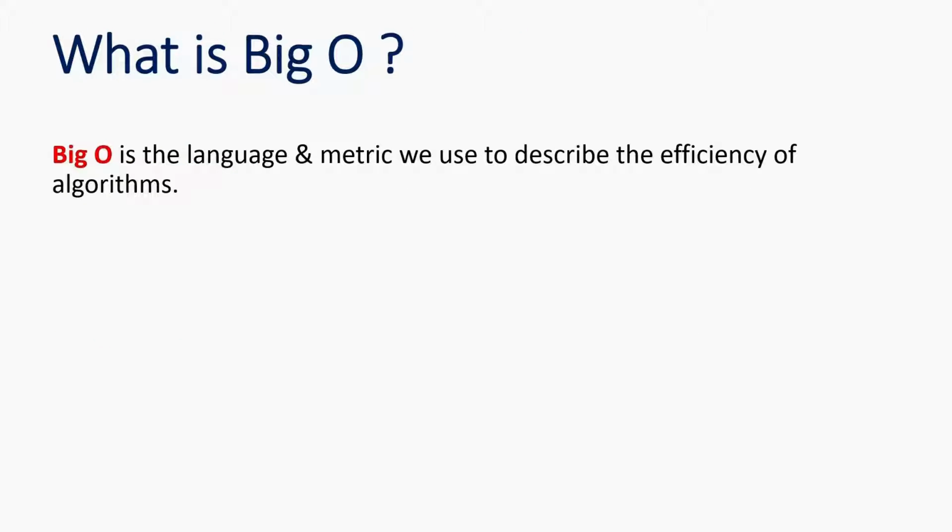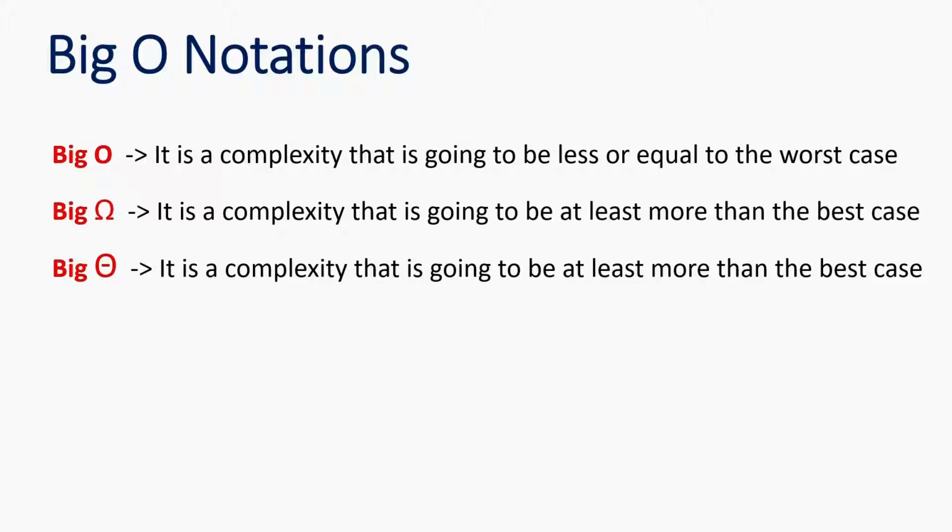What is big O? Big O is the language and metric we use to describe the efficiency of algorithms. Different notations: first is big O. It is a complexity that is going to be less than or equal to the worst case. Then big omega. It is a complexity that is going to be at least as much as the best case. Then big theta. It is a complexity that is going to be at least more than the best case.